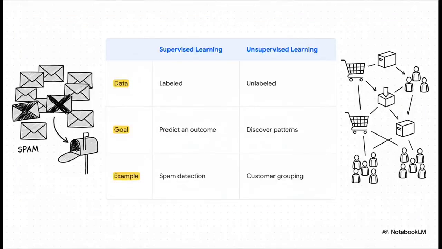So here is the bottom line. With supervised learning, you already know the answers. You have emails that are already marked as spam or not spam, and your goal is to teach the machine to predict that for new emails. With unsupervised learning, though, you have no answers. The goal is to just find hidden structures in the data, like, say, discovering different groups of customers based on what they bought.